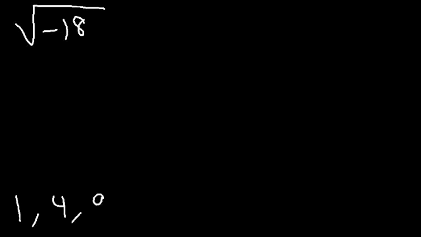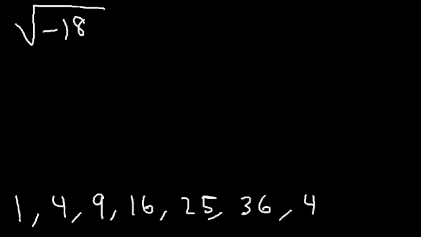Now, what about simplifying the square root of negative 18? The square root of 18 is not a perfect square. So what would you do in a situation like this? Well, it helps to know what the perfect squares are. 1 squared is 1, 2 squared is 4, 3 squared is 9, 4 squared is 16, 5 squared is 25, 6 squared is 36, 7 squared is 49. All of these numbers are perfect squares. You can take the square root of 9 and get a whole number, 3.